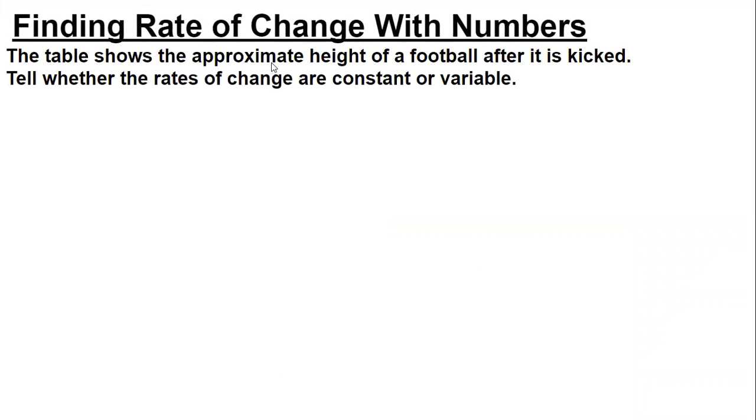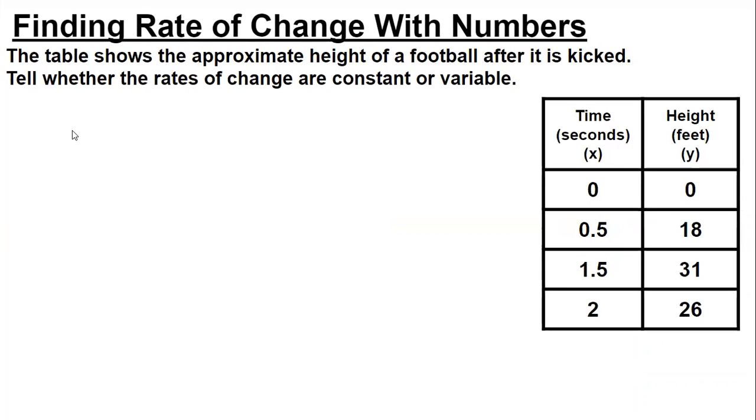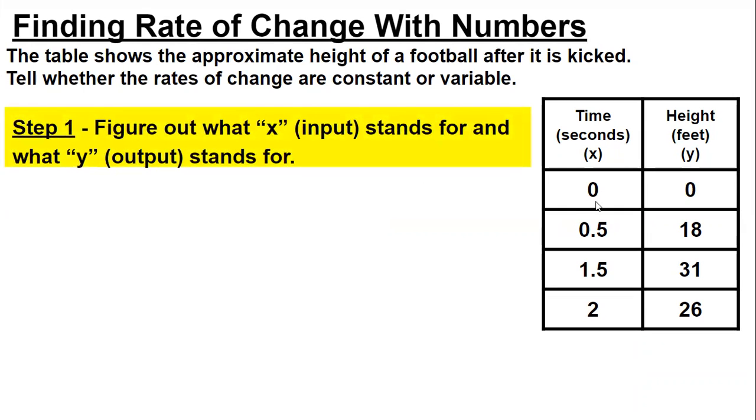The table shows the approximate height of a football after it is kicked. Tell whether the rates of change are constant or variable. Constant meaning the same, variable meaning different. So this chart is set up a little differently. We have to figure out what our x is and what our y is. The chart tells us, but it's not always going to do that.